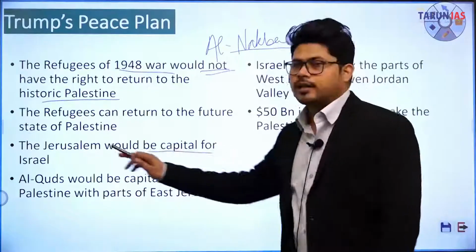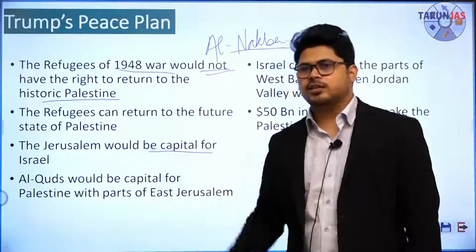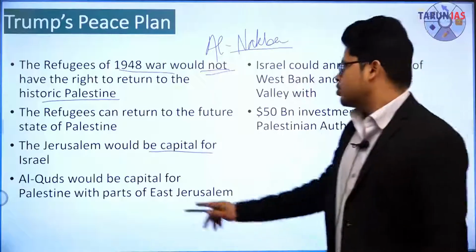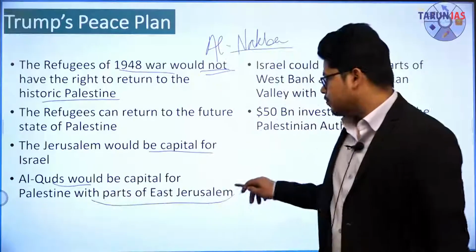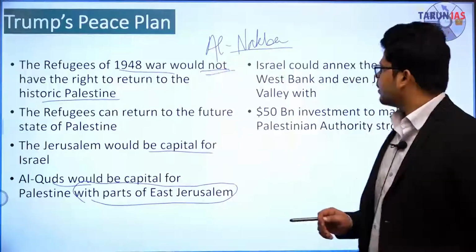Jerusalem would be the capital for Israel, ठीक है? But parts of East Jerusalem will be given to Palestine, ठीक है? Al-Quds will be the capital of Palestine with the parts of East Jerusalem. East Jerusalem is holier site for Islam, ठीक है?